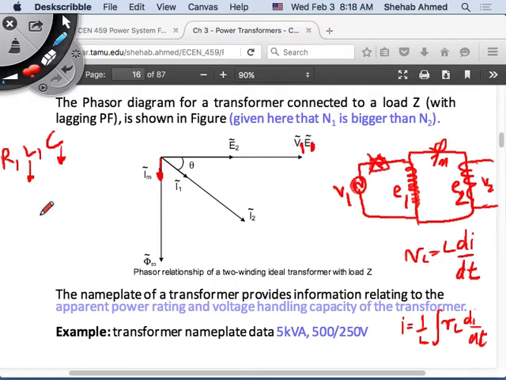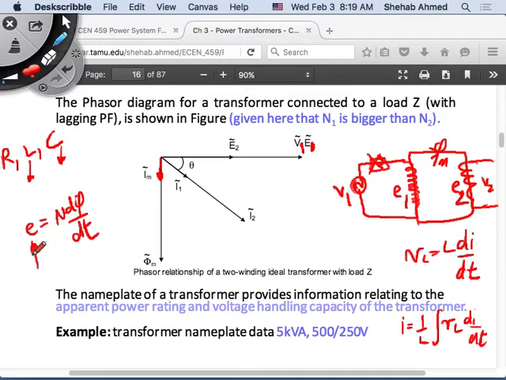And this flux is related to the voltage E1 with a certain relationship as well, right? E is equal to N d phi by dt, right? So if this is sinusoidal flux, if this is a sine wave, then the voltage will be a cosine wave, right? So it's also a 90-degree phase shift, but which is leading?